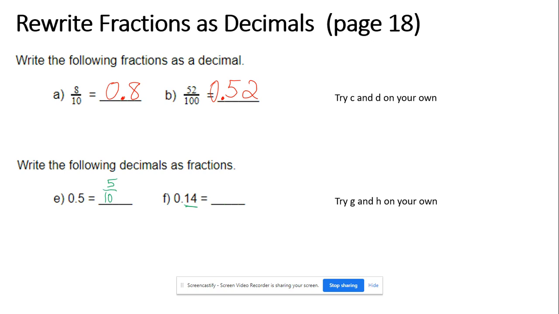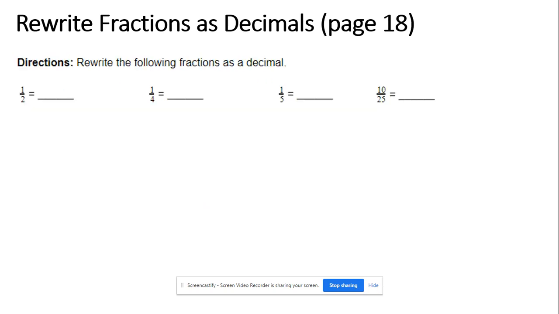Same thing here. This is 0 and 14 hundredths, so I'm going to put 14 over 100. Try G and H on your own. We're going to try one more together. Here, notice we have 1/2.